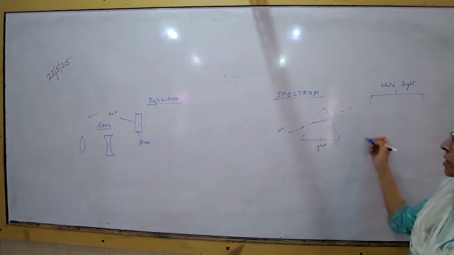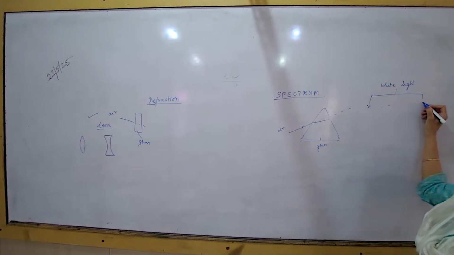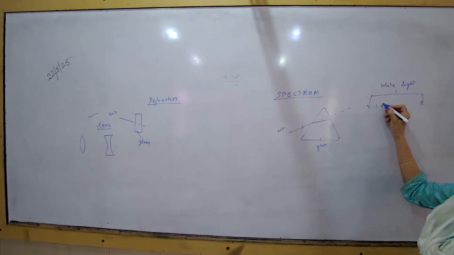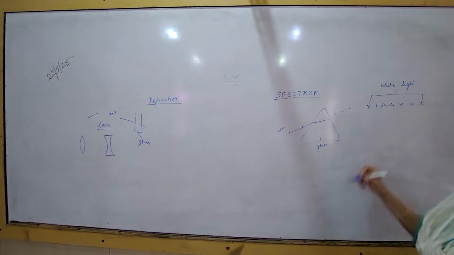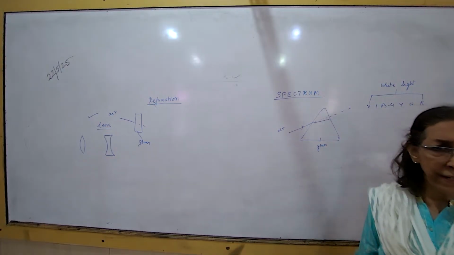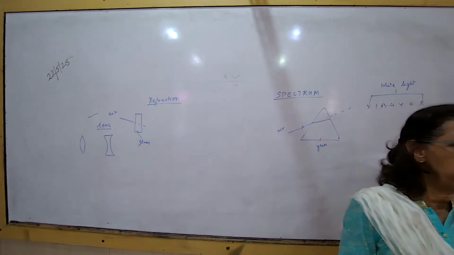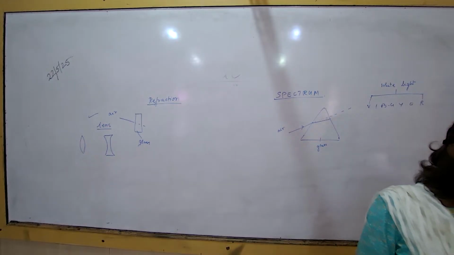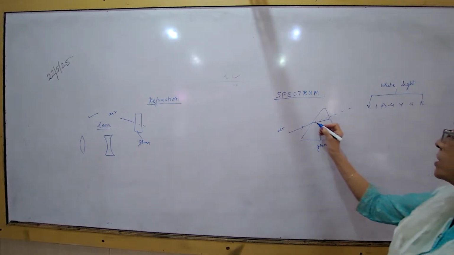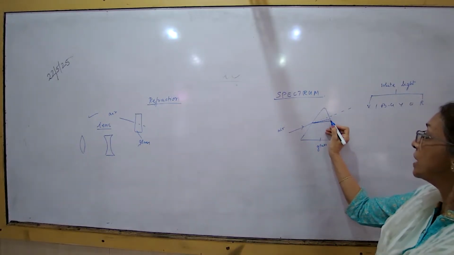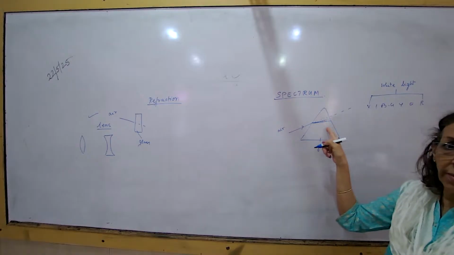And what are those colors? We know that it is VIBGYOR. Okay? So we know that white light appears to be white, but actually it is made up of 7 different colors. So what is this phenomenon called? This is what is known as dispersion. So you see that the 7 different colors are already forming here.